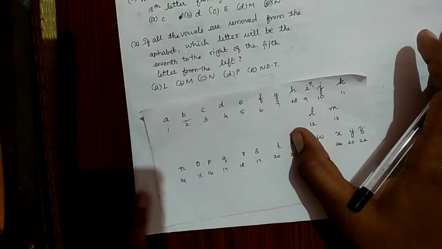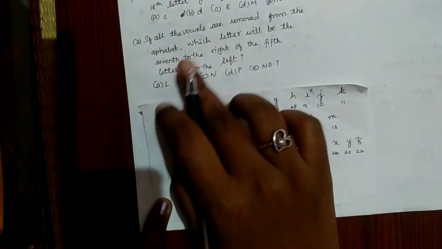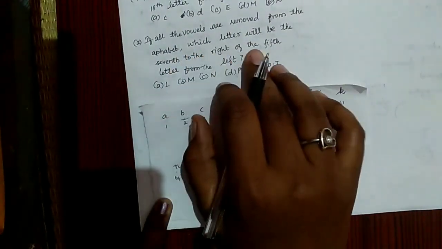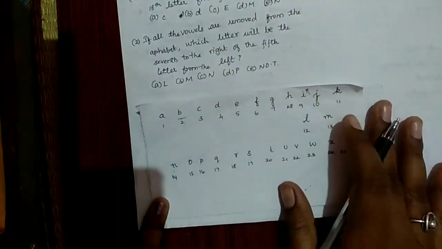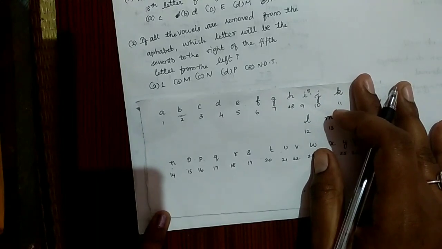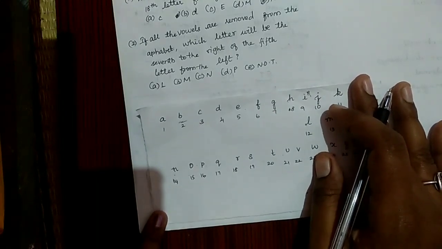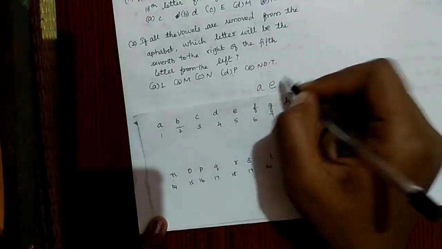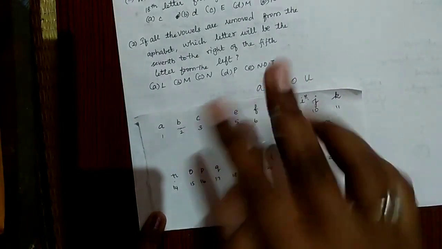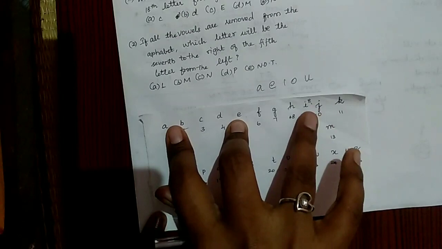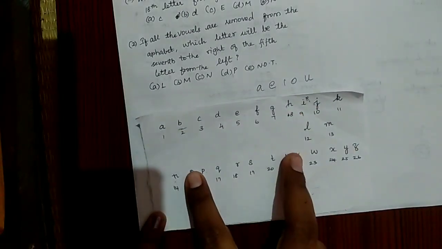Okay, now let's move to the second question. If all the vowels are removed from the alphabet, which letter will be the 7th to the right of the 5th letter from your left? Okay, if we remove all the vowels, what are all the vowels? A, E, I, O, U. These are all the vowels, right? So we have to remove A, E, I, O and U, right?